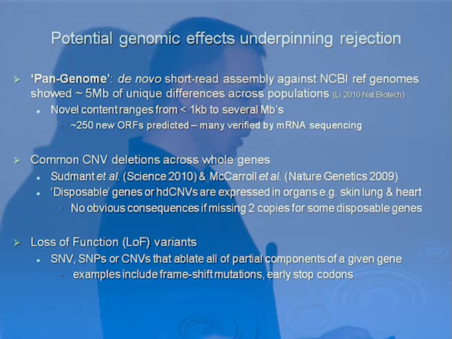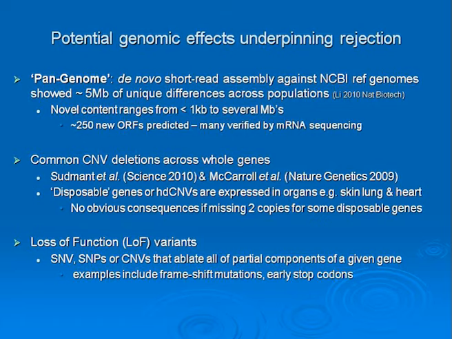We also know about common CNV deletions. There are instances where you can have two-copy deletions of a gene and still be functionally fine, but these can be important in transplantation, as I'll show you shortly. And then loss of function variants. These would be classed as either a copy number variant or a single nucleotide variant, or SNP, which ablates all or part of the function of a given gene.